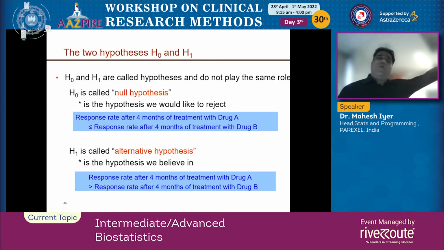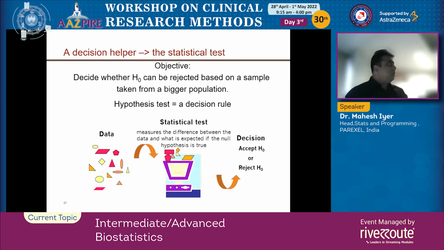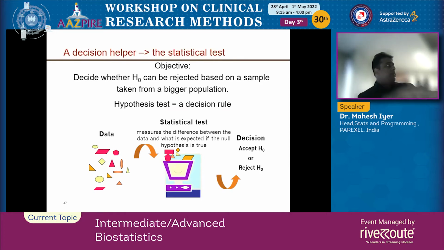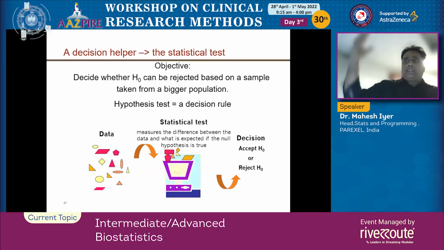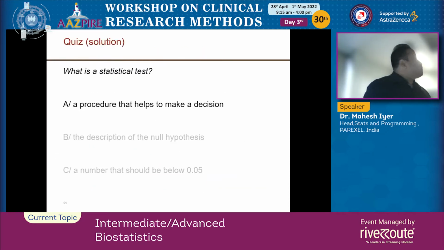Okay, and you know about null and alternatives, so I'm not going to spend time on that. Null is what you want to discard, alternative is what you really believe. And so what is the hypothesis test? It's a decision rule. You have all your data that you collect, you put it in this mixer, cement mixer, and out comes a decision that says, yes, reject H0, accept H0, by magic. So forget about this.